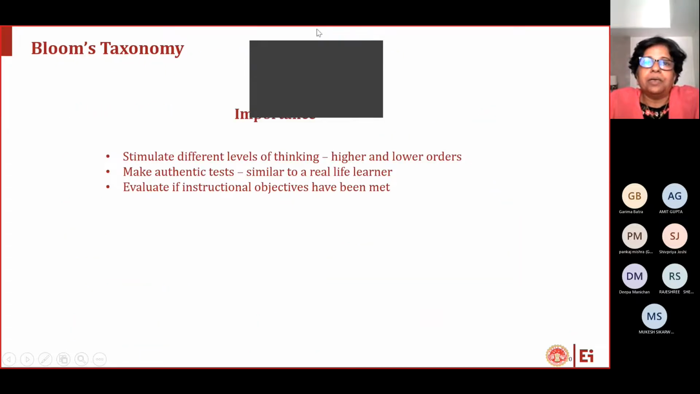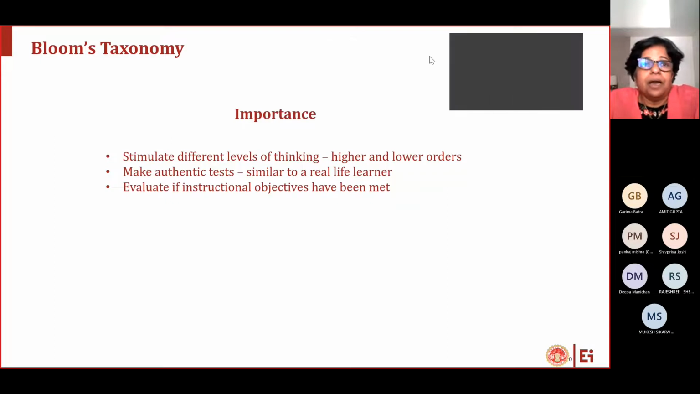Now, going to why is Bloom's taxonomy important? Suppose you're facilitating a session on Bloom's taxonomy, and some teacher says, what is so important about Bloom's taxonomy? Do we all know the thinking categories? Do we really need a framework for that? Why do we need a framework? As I said earlier, we might end up testing only higher order thinking skills or only lower order thinking skills. So it is important to stimulate different levels of thinking in a child.